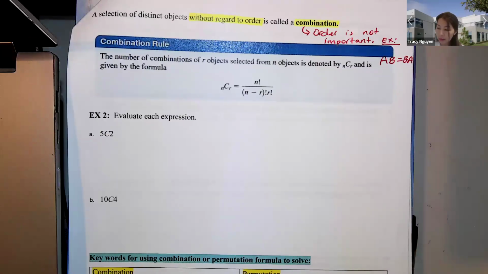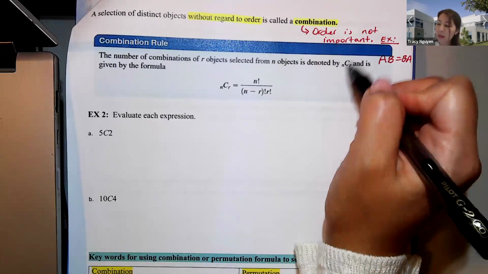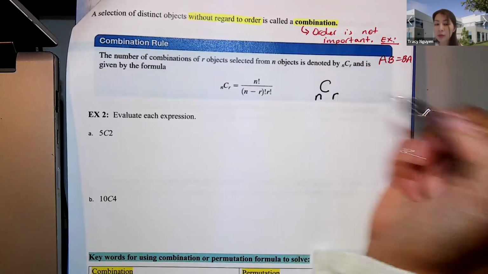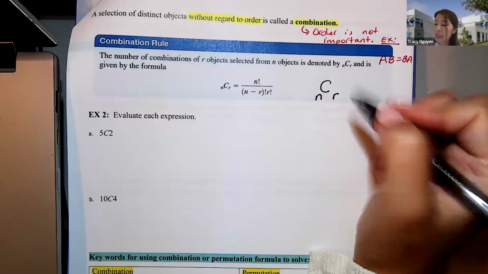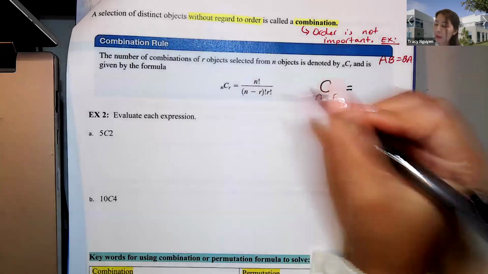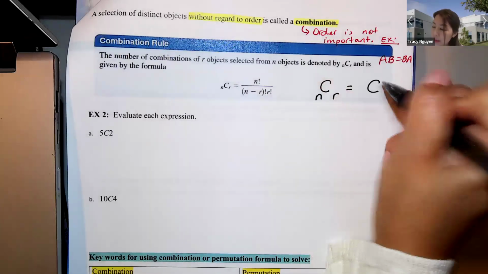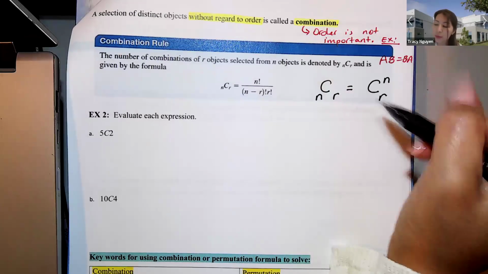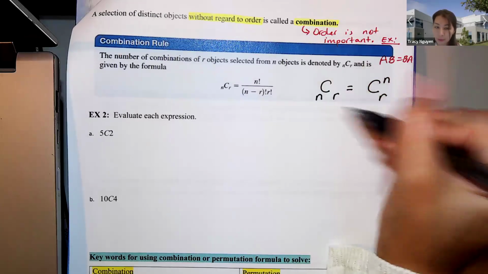And here's what we have in our combination rule. The number of combinations of R objects selected from N objects is denoted by combination of N choose R. So again, combination of N choose R. Sometimes you see it in this form, sometimes you see N on the top and R on the bottom. These are the two standard forms that we write combination.